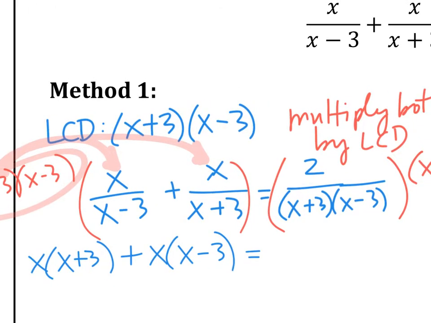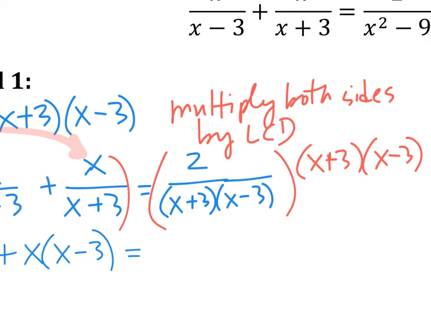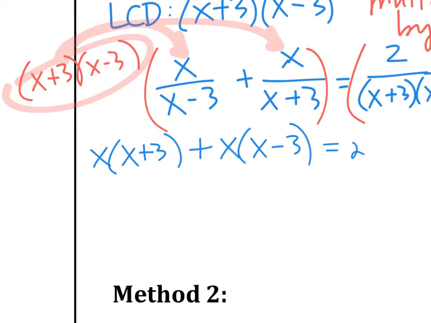Okay, so that's it on the left-hand side. On the right-hand side, when you multiply this whole term by x plus 3, x minus 3, what's going to cancel? X plus 3, x minus 3, so the entire denominator, right? So everything's going to cancel. We're left over with 2. Okay, now we are left with this thing with no fractions. How do we solve this?